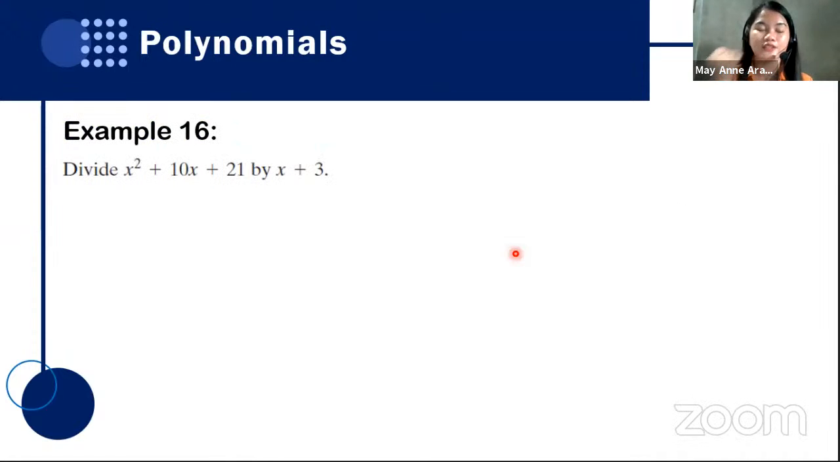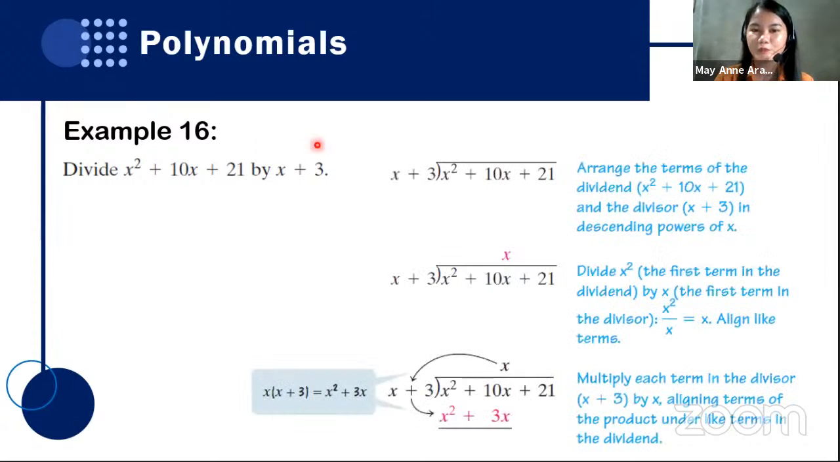Okay, sample. Divide x squared plus 10x plus 21 by x plus 3. Kung gagawin nyo lang, since written naman na siya in descending powers of x, so we can now skip the first step and divide by x plus 3. Again, first term by first term lang ang division. X squared divided by x is x. So, natapat nyo siya dun sa kanyang kapartner na x. Then, multiply. X times x plus 3 is x squared, x times 3 is 3x.